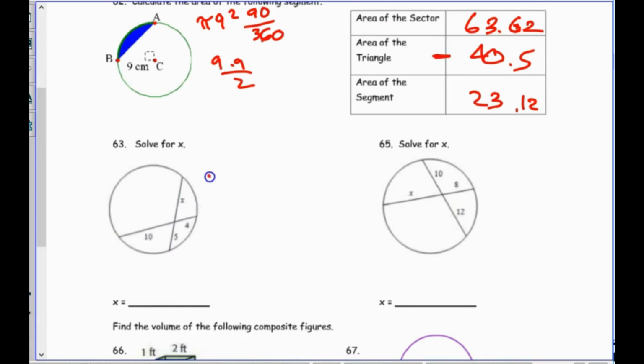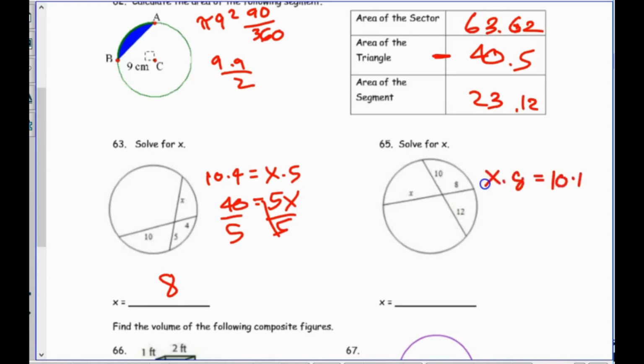Multiply 10 times 4 equals x times 5. 40 equals 5x, divided by 5, and we get 8. Same thing here, x times 8 equals 10 times 12. 8x equals 120, divided by 8. And 120 divided by 8 is 15.